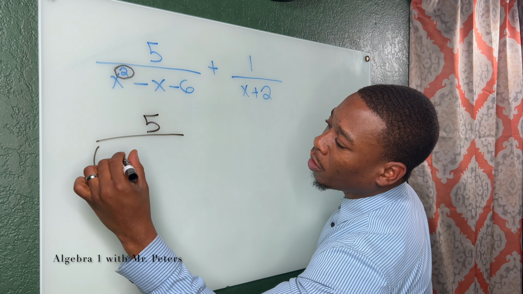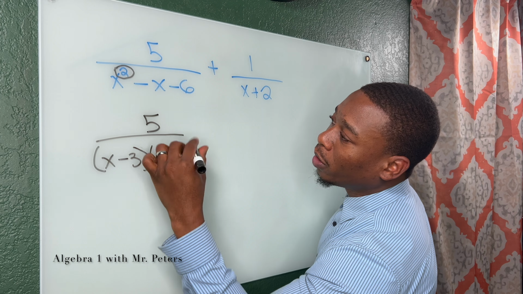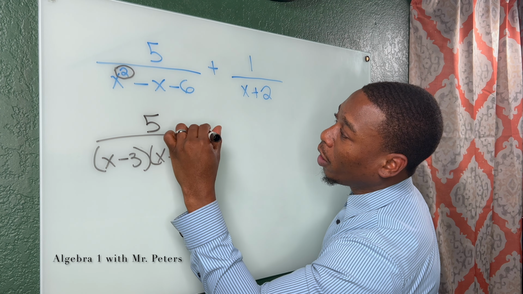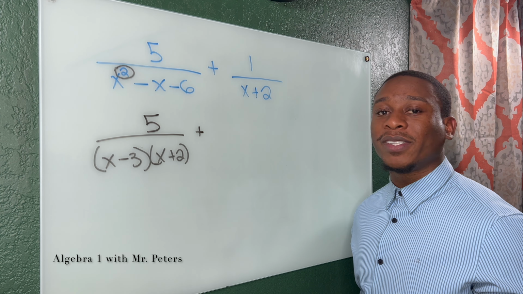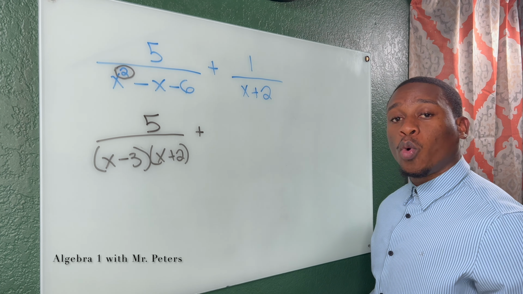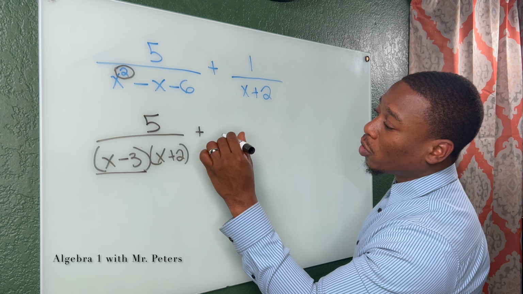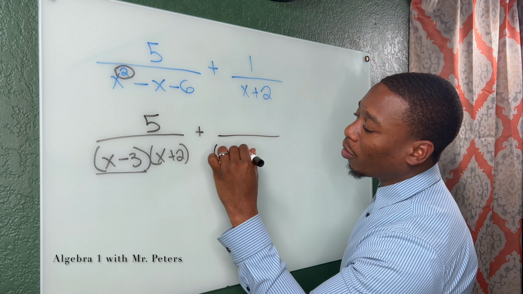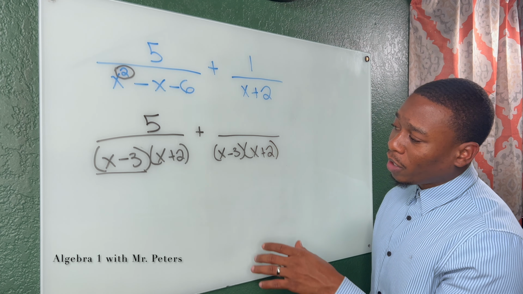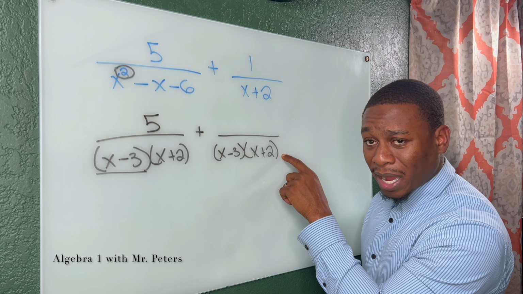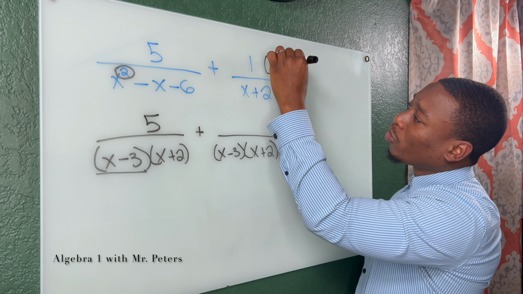5 stays the same. We have x minus 3 times x plus 2. This is what this trinomial breaks down to. And we're going to add 1 over x plus 2. But if you notice, we don't have the same denominator. What is it that this denominator is missing? x plus 3. So now let's say we have the same denominator. What do we need to make sure that we do? We have to make sure that we multiply not only the bottom by x plus 3, but the top. So now we have x plus 3 up here.